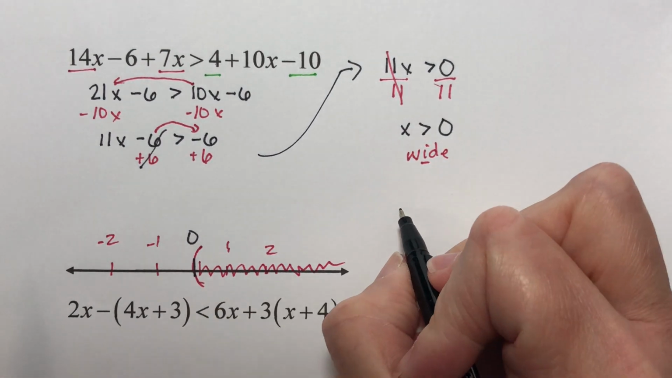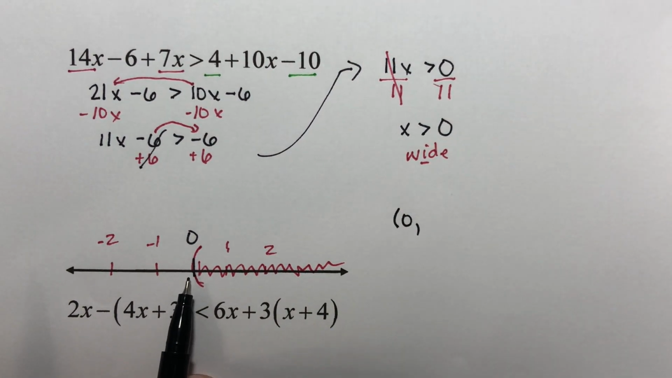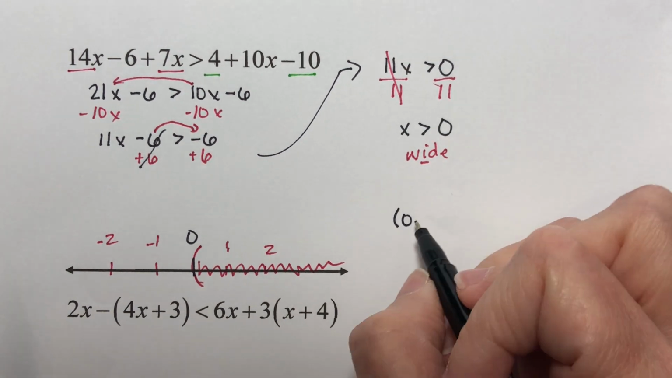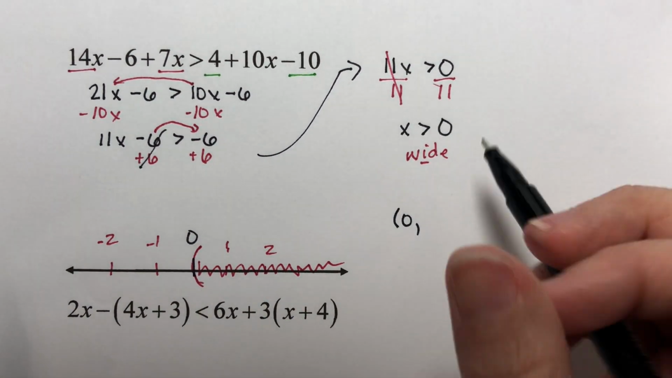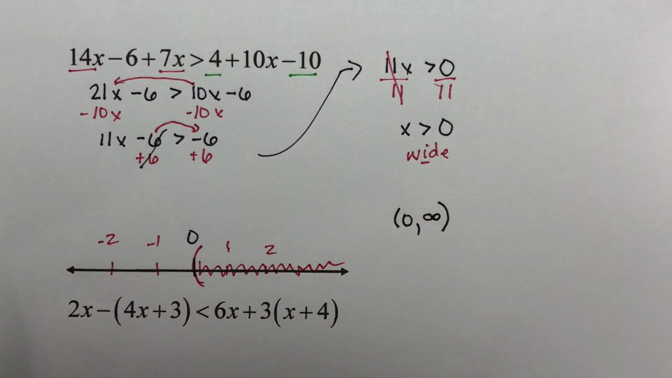Interval notation: your left-hand boundary is 0 with the parenthesis, because we decided that went here. Comma. This one goes up forever in the positive direction, so it's positive infinity with a parenthesis.